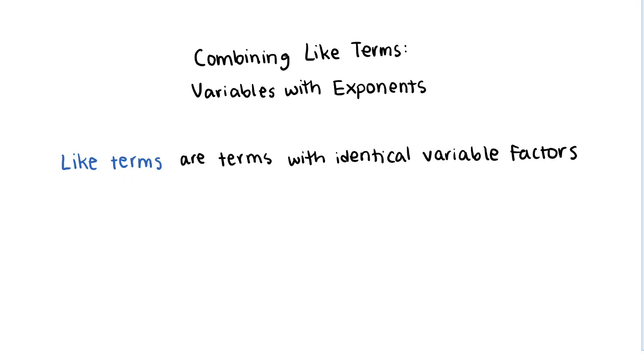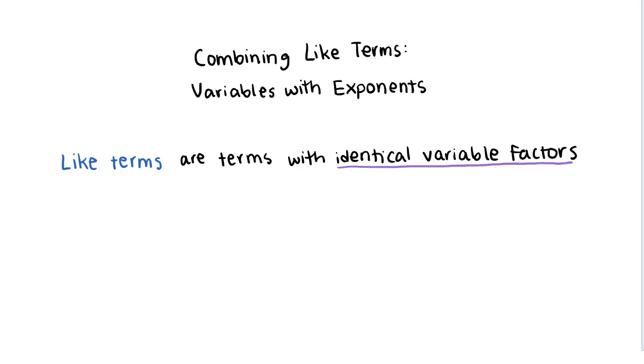We already saw how combining like terms works for expressions without any exponents in any of the variables. But now I'd like to look at what happens when we do have exponents in the variables. And so, we defined like terms. We said like terms are any terms with identical variable factors. And so what does this mean when we have exponents included in our variables?